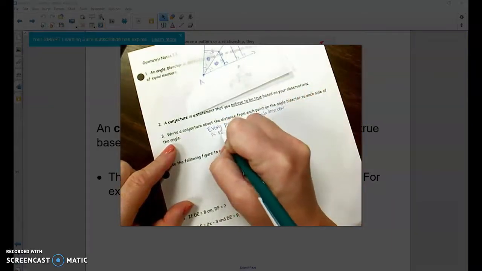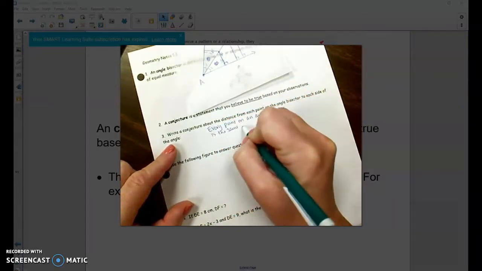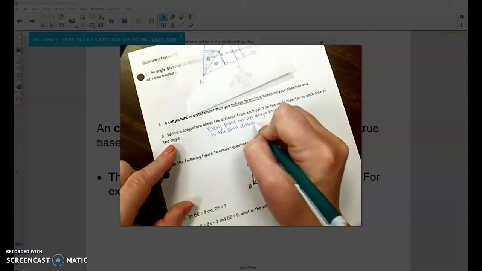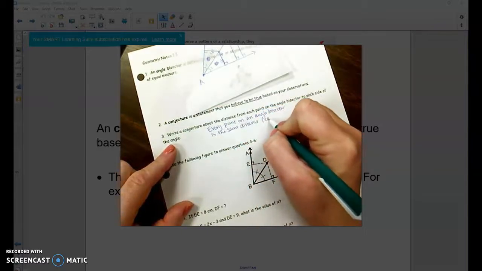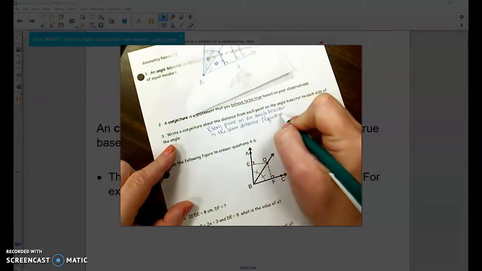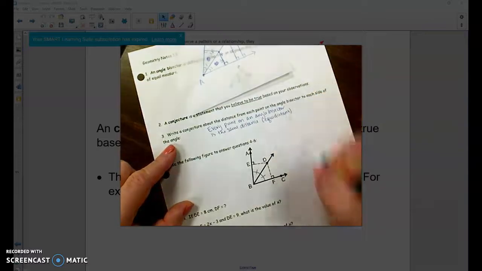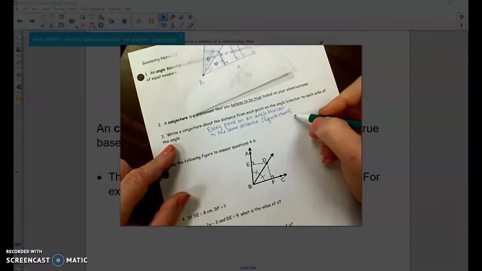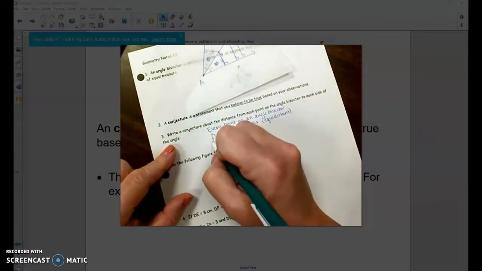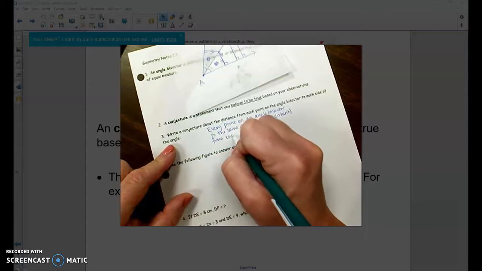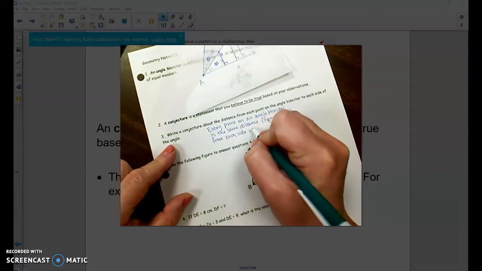is the same distance, and we have a fancy word in math for that. It's called equidistant. It's like saying equal distance, but in one single word. Equidistant is the same distance from each side of the angle.